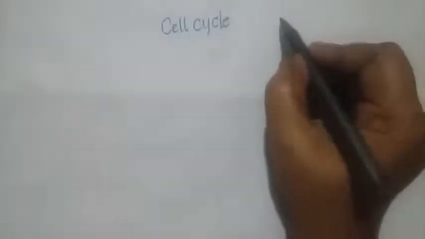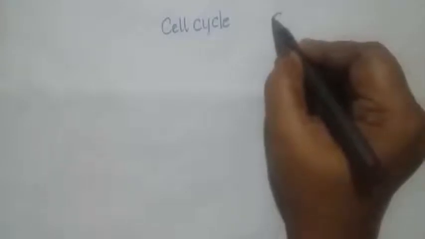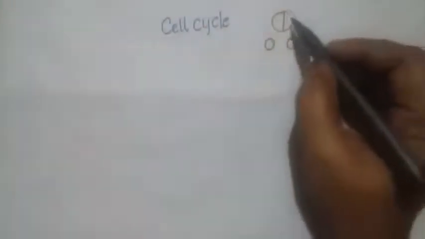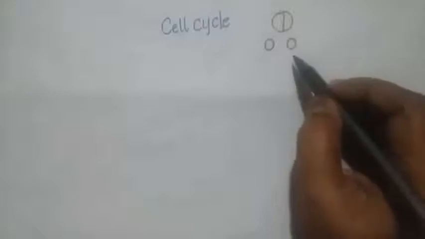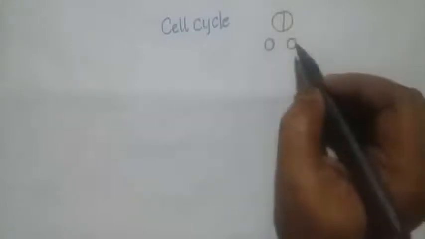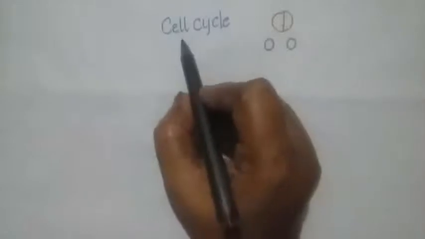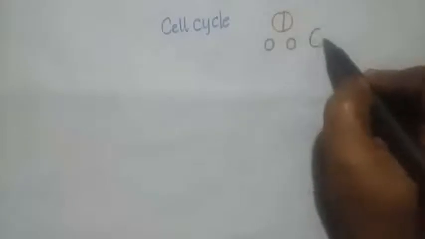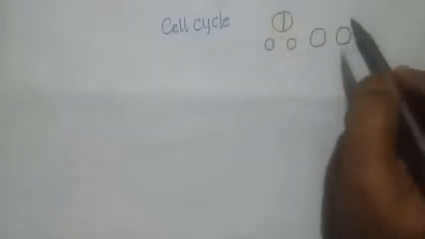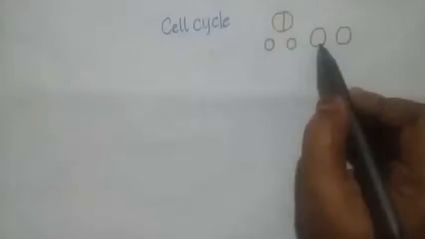Now, when a parent cell divides, it forms two new cells. If you look at the size of the parent cell and the new cells, there is a difference in their size. So both these cells have to go through the cell cycle so that they attain the size of the parent cell, and then they are ready to undergo a cell division.